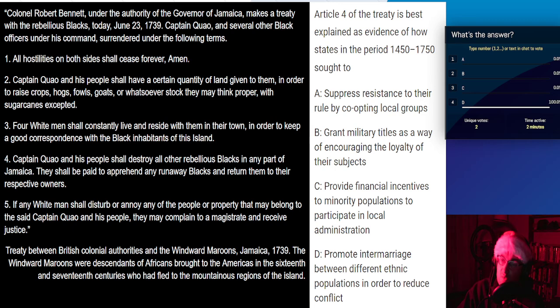And C almost looks really good because they talk about paying, right? They shall pay to apprehend any runaway slaves and return them to their owners. That's why C looks good, but it's actually more A, because slaves in Jamaica were definitely not that minority population. Half the island's population is probably slaves.